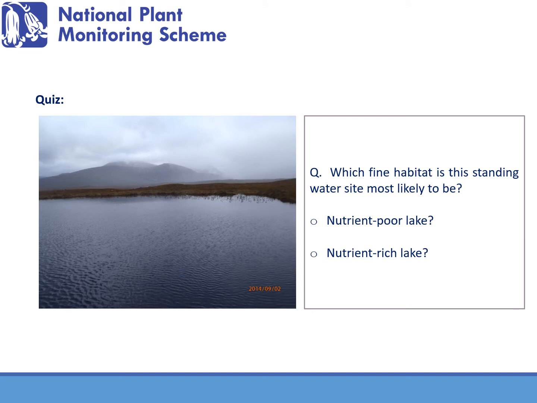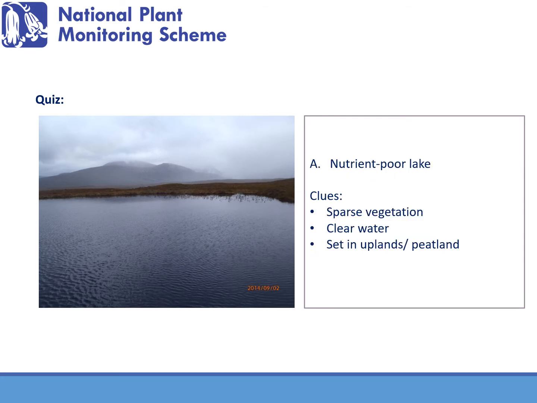And again, take a look at this photo. What type of fine habitat do we think is most likely to be present here? A nutrient-poor lake or a nutrient-rich lake? Yep, this is a nutrient-poor lake. The clues are sparse vegetation, clear water, and you can also take some clues from the habitat because this site is obviously set in the uplands and in a peatland area.